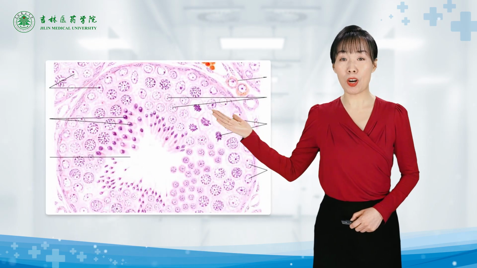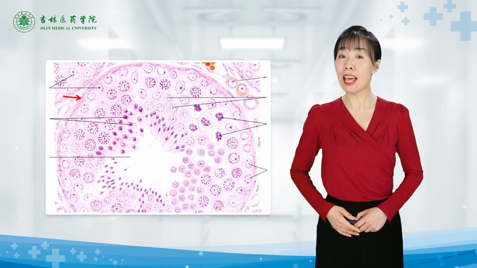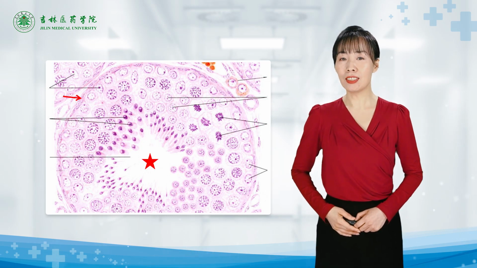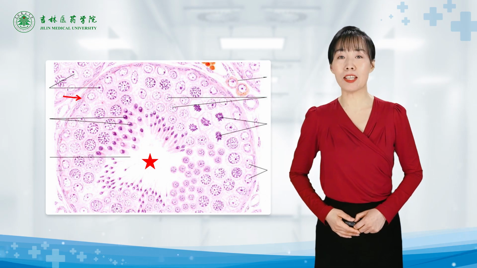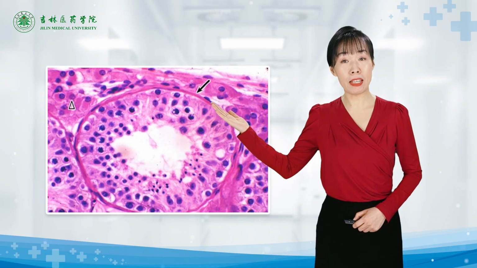This is the pattern diagram of the cross-section of the seminiferous tubule. The arrow indicates the basement membrane. The star shows the lumen of the tubule. The wall of the tubule is the spermatogenic epithelium. This is the light micrograph of the seminiferous tubule.